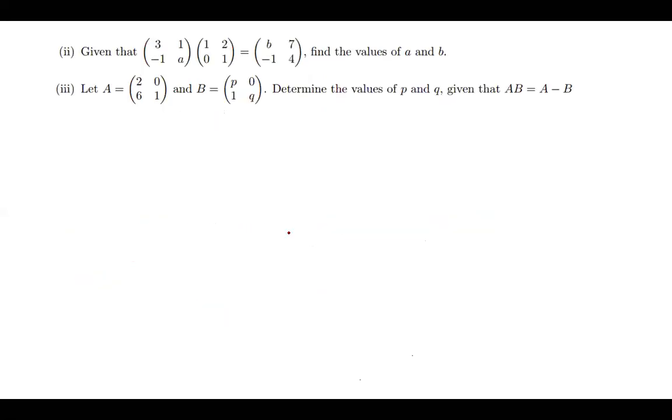You also have this. They're saying, given that the matrix 3, 1, -1, a, when you multiply it with 1, 2, 0, 1, you get this. Find the values of a and b. This question is also straightforward, in the sense that you just have to multiply the 2 matrices, and we've learned how to multiply matrices. Let me just write them here. You multiply matrices according to the rule, which is the row by column rule.